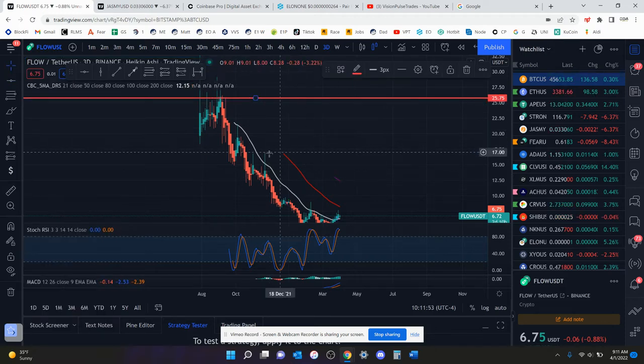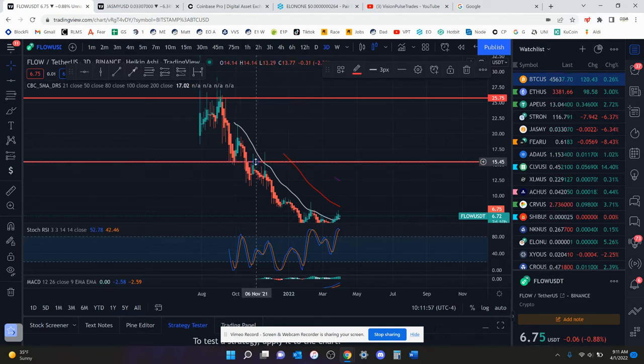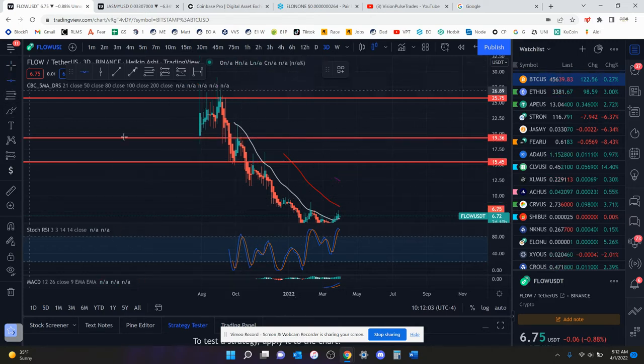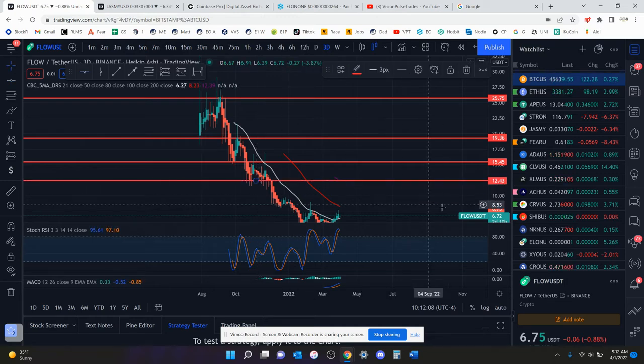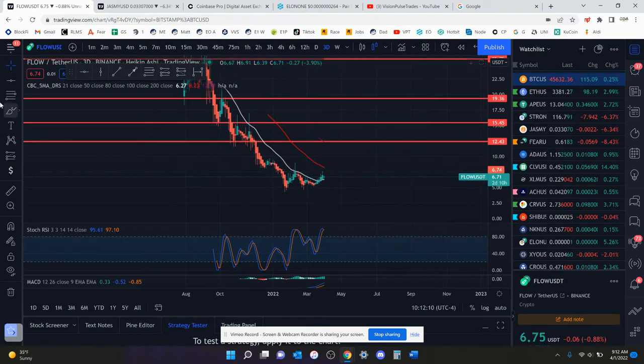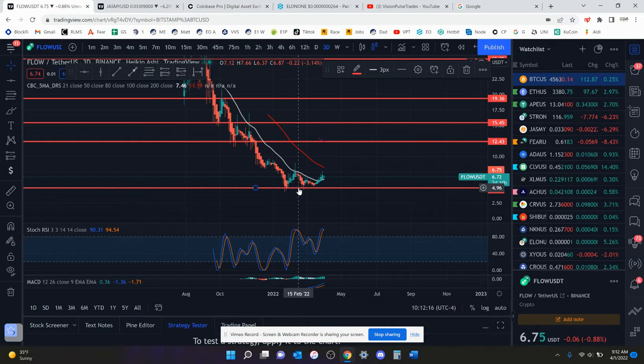Right now we have resistance at $25. I think that's pretty obvious. You got a small bounce there. That was a local low at 15.50. And then you got a local top there at 19.30. And then you got another small bounce there at 12.43. Not much of a bounce there. You definitely have a major local low at $5, and that looked to be pretty much the bottom.